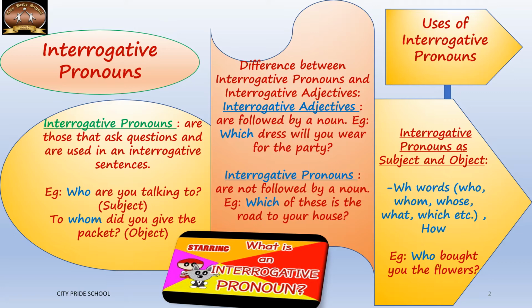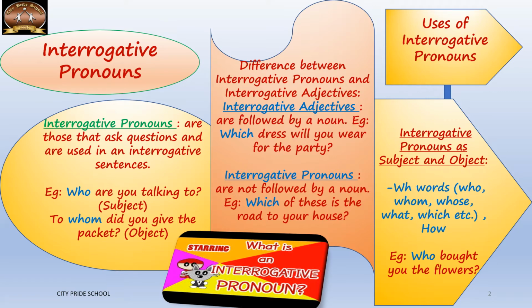Now interrogative pronouns can act both as a subject and an object. We've already seen examples like, who bought you the flowers? Here who is acting as a subject in the sentence, so it is an interrogative pronoun acting as a subject. To whom are you going to meet today? Here it is acting as an object, so it is an interrogative pronoun of object.